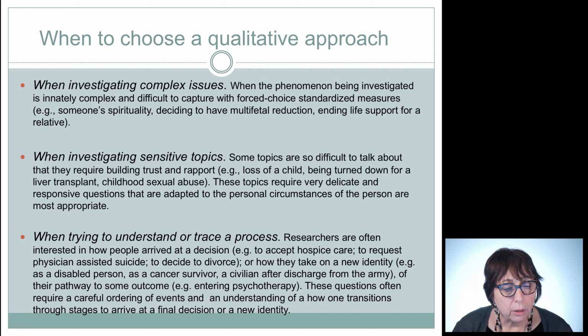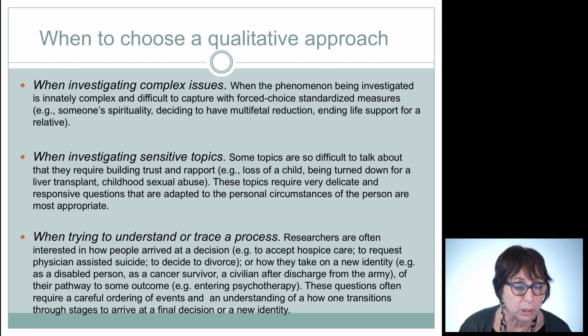Finally, when you're trying to understand or trace a process, a qualitative approach is a good one. Researchers are often interested in how people arrive at a decision, let's say a decision to accept hospice care and end all curative treatment, a decision to request physician-assisted suicide, a decision to divorce a spouse, or maybe interested in the process of how people take on a new identity, such as after an accident, how does one take on the identity of being a disabled person?